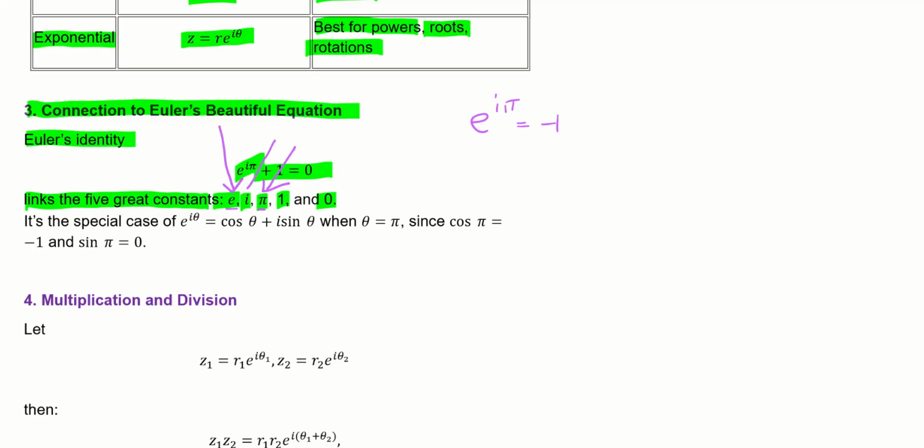i is an imaginary number, as we know. But when you combine it in this form, you just get negative 1. That is remarkable. It's the special case of e to the i theta equals cos theta plus i sine theta when theta is pi, since cos pi is negative 1 and sine pi is 0.